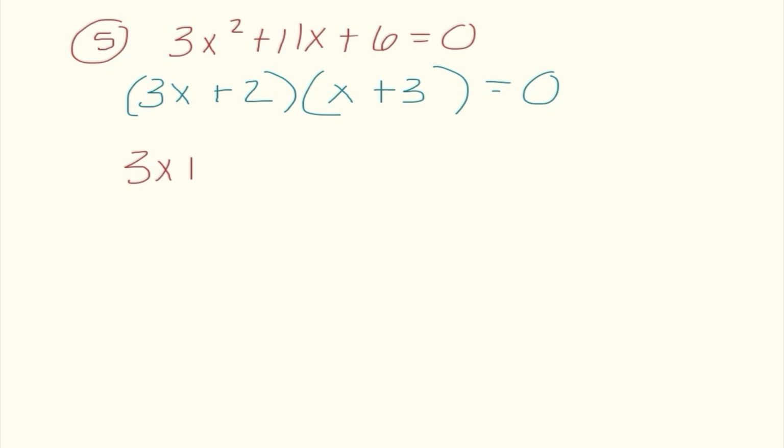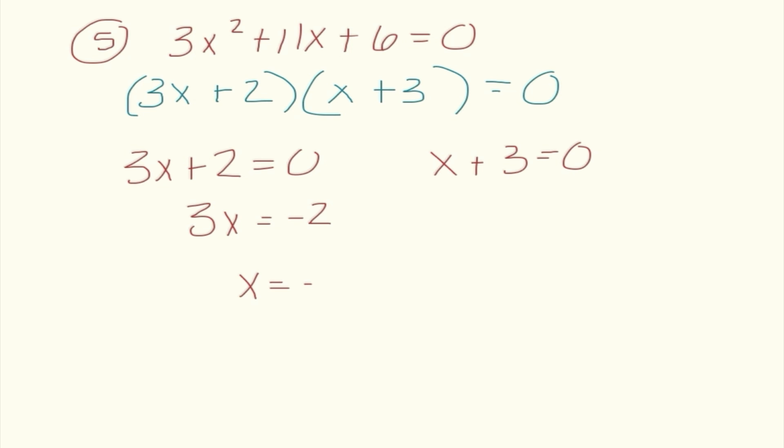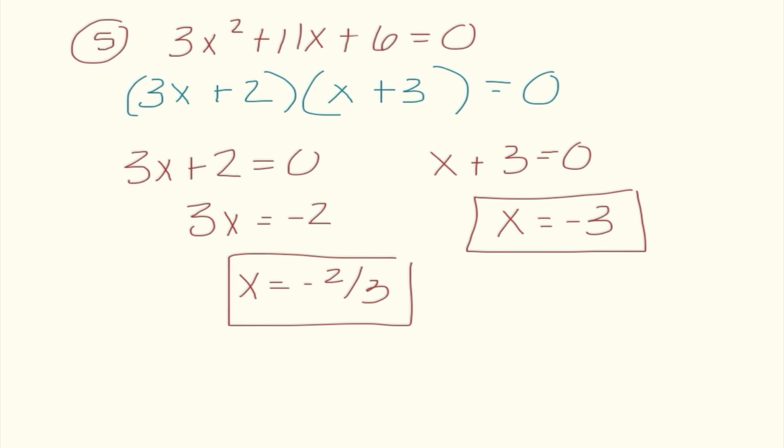Now I'm going to set both of these equal to 0. So I get 3x equals negative 2. So x is negative 2/3. And I get x is equal to negative 3.